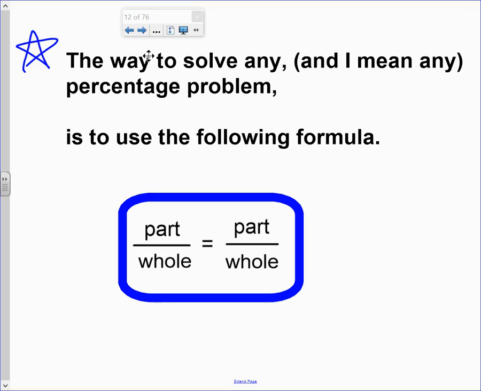The way to solve any, and I mean any, percentage problem is to use the following formula. Part to whole equals part to whole.